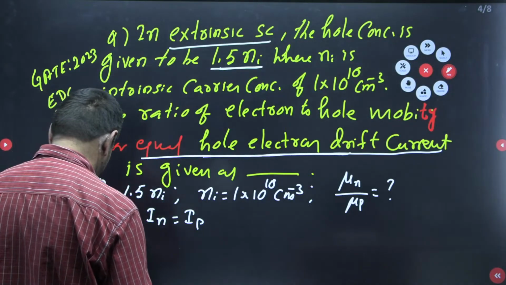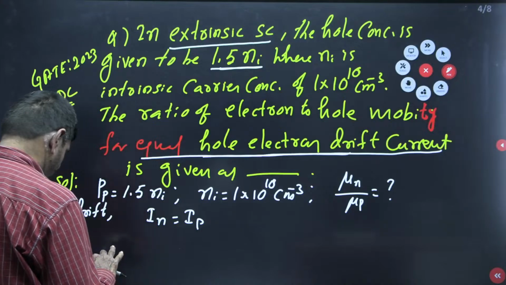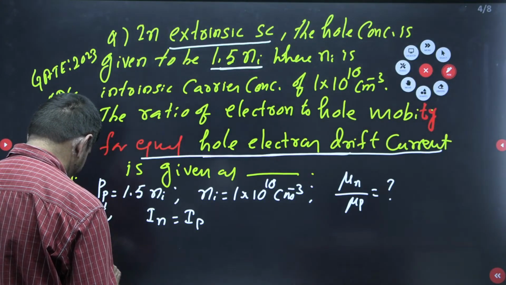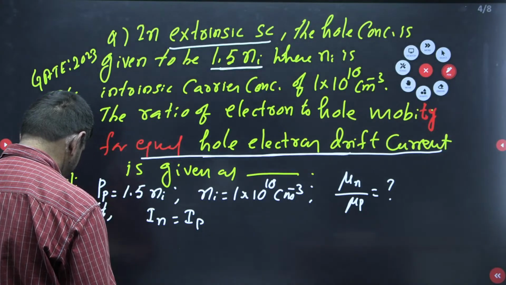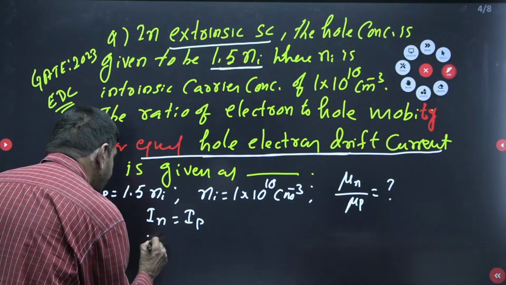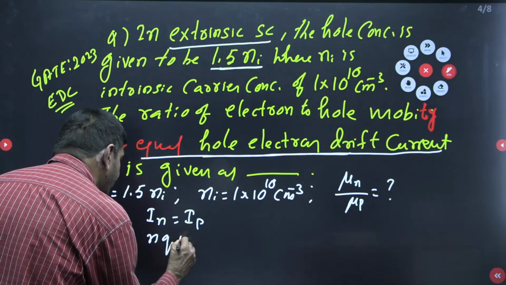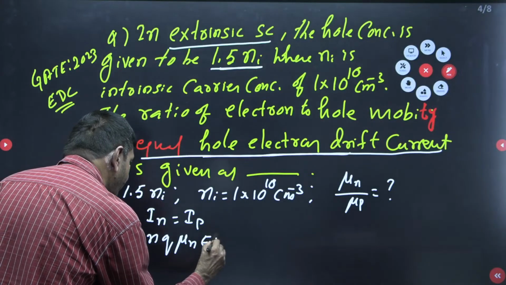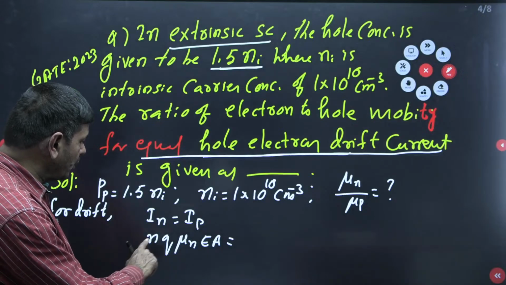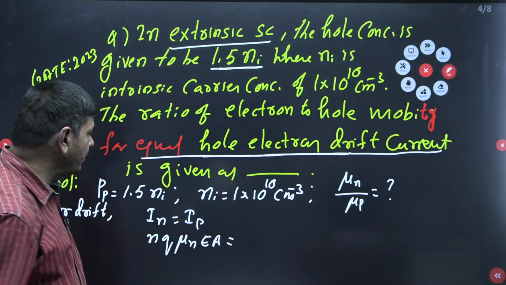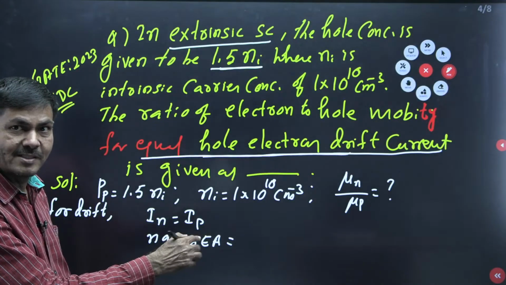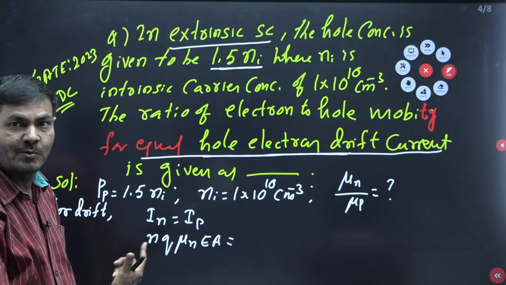The I_N value has a direct formula. For electrons, I can write N into Q into mu_n into E into A. Current due to the electrons is N into Q into mu_n into E into A only. That formula you know very well; in EDC mostly it comes. One derivation is there, but here it is not possible to derive.